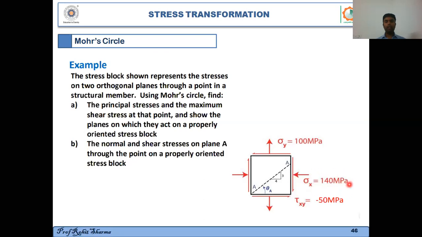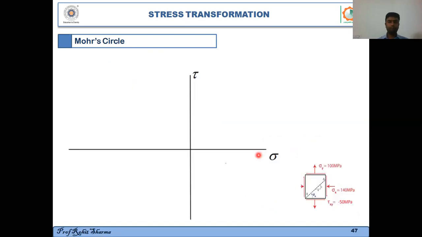Because it's compressive, right? And sigma y is what? Plus 100 megapascal, tensile. Similarly, this shear stress will be what? Positive. For our case, it is shown as negative overhead. Tau xy is what? Minus 50 megapascal. So shear stress will be negative. Shear stress will be positive because this shear stress is trying to rotate this face in a clockwise direction, and this shear stress will be what? Negative, right?